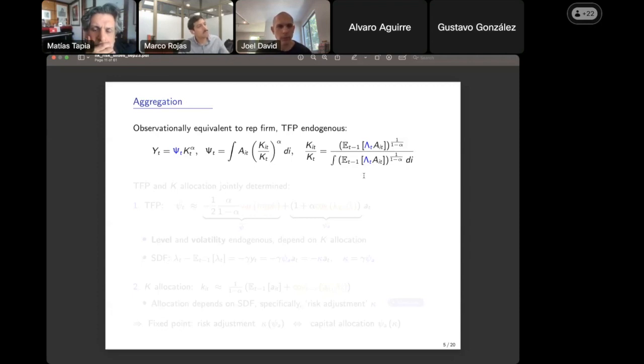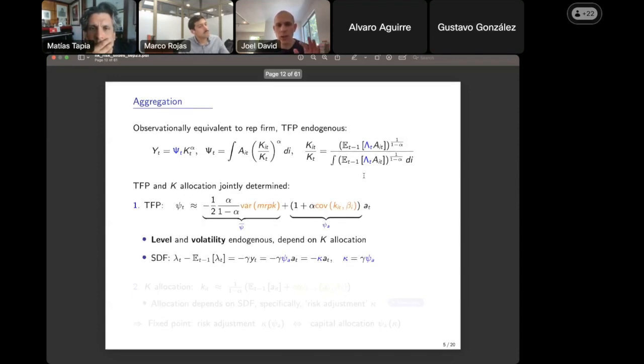Okay, so those two things have to be solved jointly because they both depend on each other. Now in the paper, we derive an exact closed form solution for TFP, but it turns out I can get really sharp expressions using a second order approximation. So that's what I'm going to show you guys for today. In particular, we can show that the log of aggregate TFP, what I'll call little psi t, is an affine function of the aggregate shock A_T with an endogenous constant, or what I'll call a level term, psi bar, and an endogenous loading on the exogenous shock, what I'll call psi A. Okay, and both of these terms, psi bar and psi A, depend on particular moments of the capital allocation.